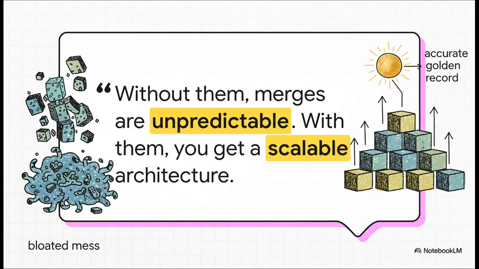So let's just boil this all down, shall we? Here's the key takeaway. Without child objects, your MDM system is built on a really shaky foundation. Merges become a gamble, and your golden record is a mess. But when you master them, you unlock a clean, scalable architecture that lets you produce a truly accurate golden record that people can actually trust.